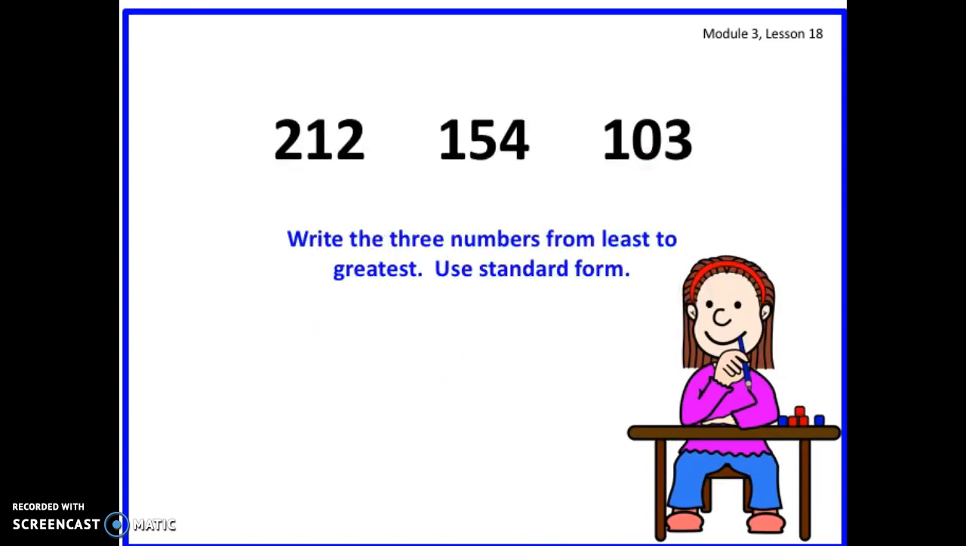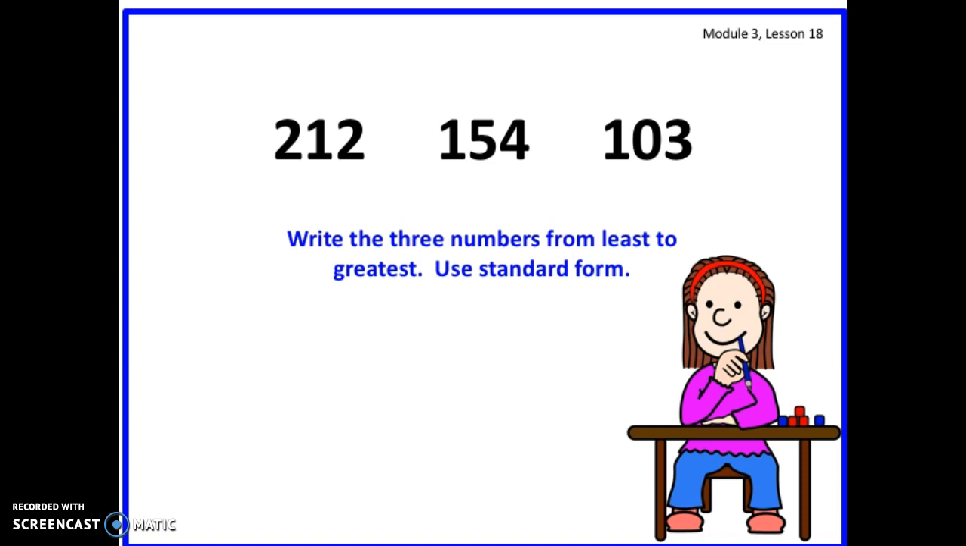All right, we're going to do something a little different. I'm going to show you 3 numbers, and I want you to write these on your board from the least to the greatest. And you're going to use the standard form. You're going to just use it just the way we would write it regularly. From the least to the greatest. Well, what does that mean? Least. That's right. Least means smallest, and greatest means biggest. Okay. Take a second to look at these numbers and write them from least to greatest.